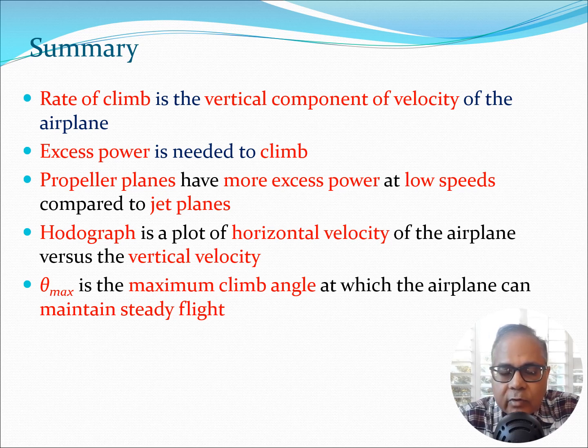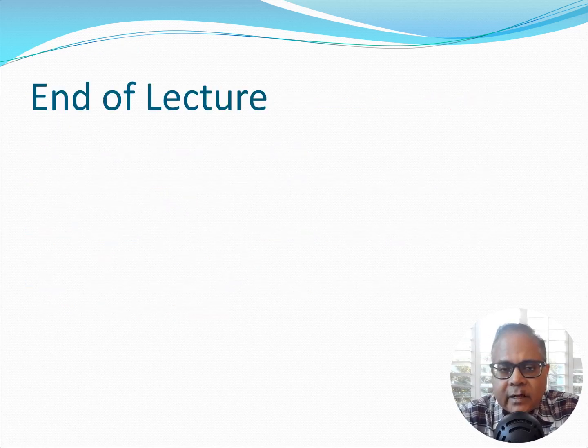We also saw a new graph known as the hodograph, which is a plot of the horizontal velocity of the airplane versus the vertical velocity. And we saw that there is a certain angle, theta max, the maximum angle of climb at which the airplane can maintain steady flight. This can come in handy if you are flying and suddenly encounter a huge mountain in front of you, and you need to climb so that you do not collide with it. In that case, theta max is going to play a big role in whether you survive or not. So today was an important lecture about the rate of climb.